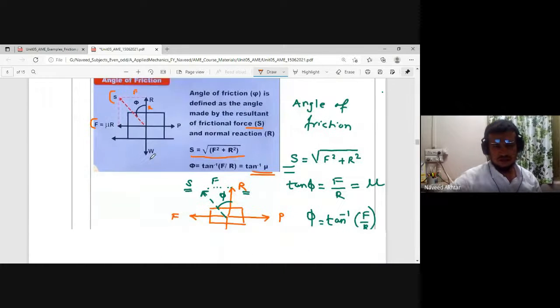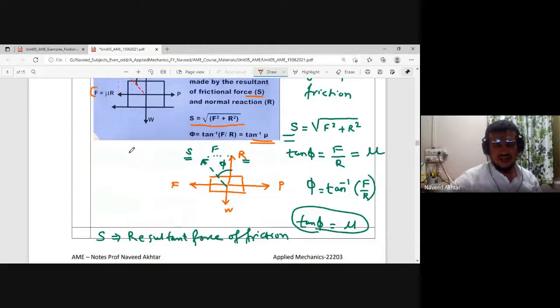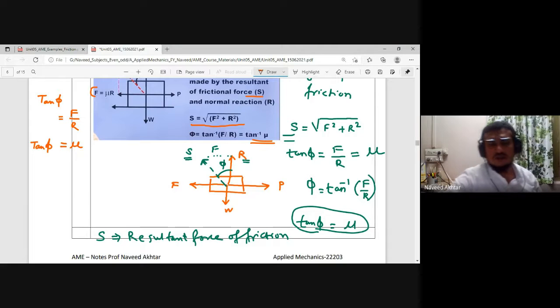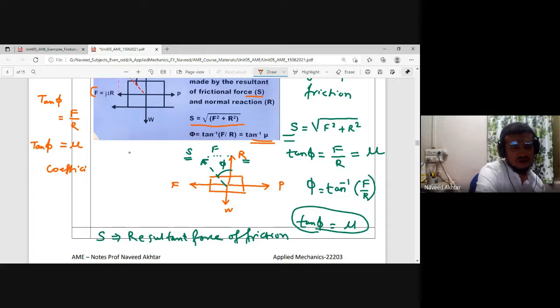So that is nothing but the angle of friction: tan phi is equal to F upon R, and you know that F upon R is nothing but mu. So that's why tan of phi is equal to the term that is coefficient of friction. In other terms, you can say that coefficient of friction is nothing but tan phi.